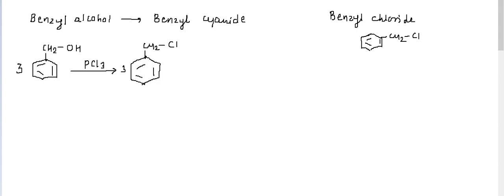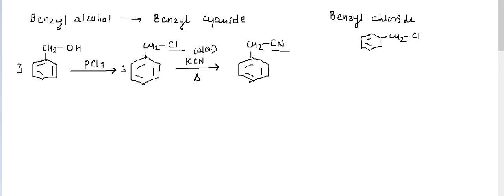Now when we have benzyl chloride, we have to convert this chlorine into just CN. We have to change this Cl to CN. Now alkyl halide can be converted to cyanide. What is the method of doing this? It is when we treat it with alcoholic KCN. Then Cl gets converted to CN, and now this compound is called benzyl cyanide.